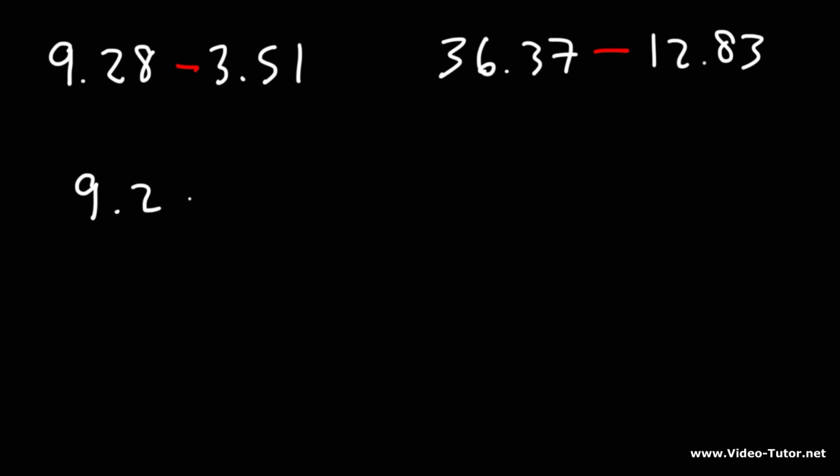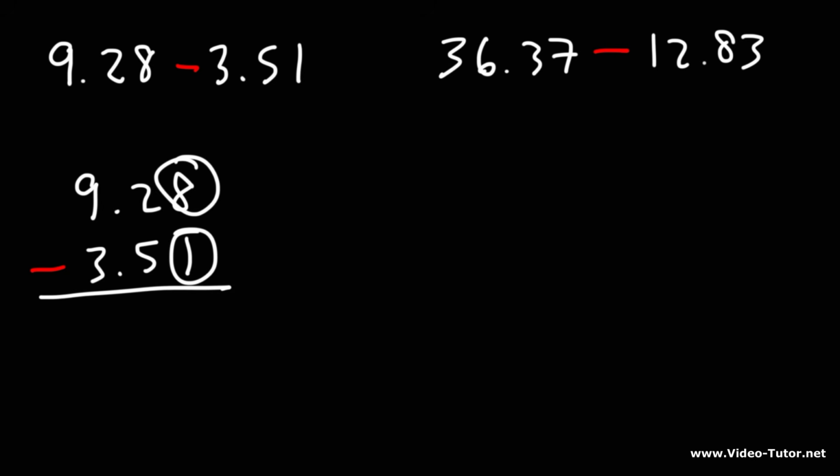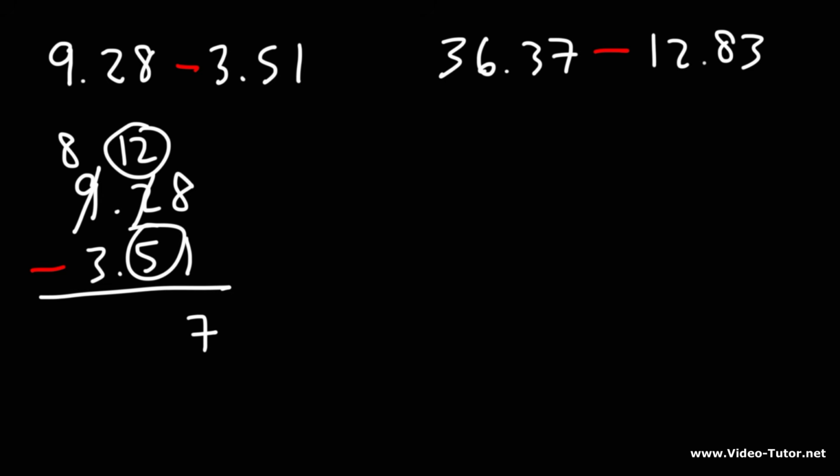So here we have 9.28 minus 3.51. So top minus bottom, 8 minus 1 is 7. 2 minus 5, that will give us a negative 3. So we need to borrow a 1 from the 9. That will become an 8. We'll transfer the 1 to the 2 where it becomes a 12. 12 minus 5 is 7. And 8 minus 3 is 5. So we get 5.77.